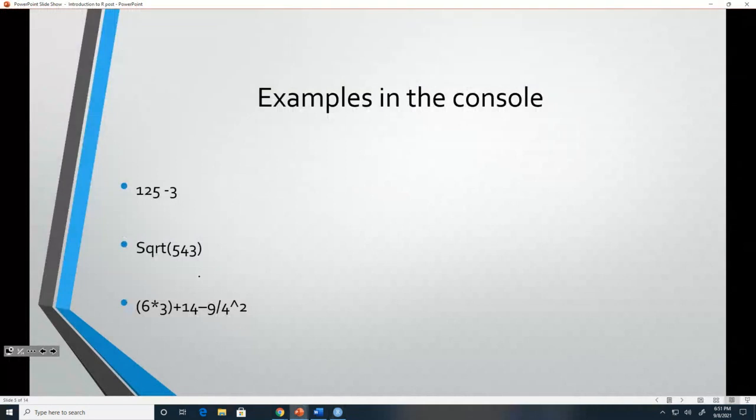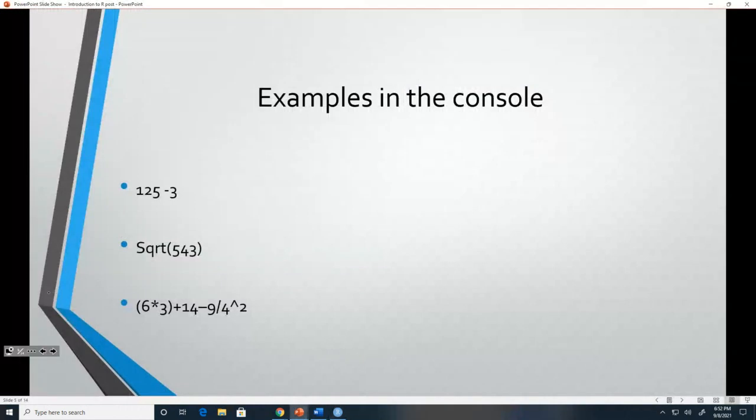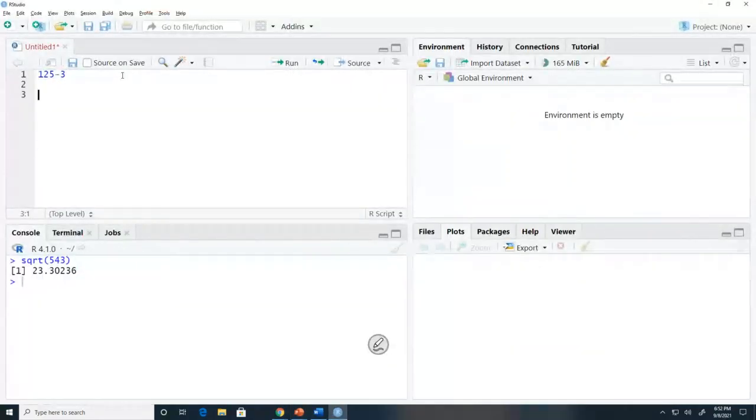Okay, so what other examples? How to use a function like square root. Square root of 543. Run it. Whatever the function is with the parentheses, it'll perform that function on whatever data you put in the parentheses. What's the next one? It also does the order of operations. I'll go up here and type that one in. So 6 times 3 plus 14 minus 9 divided by 4 raised to the second.